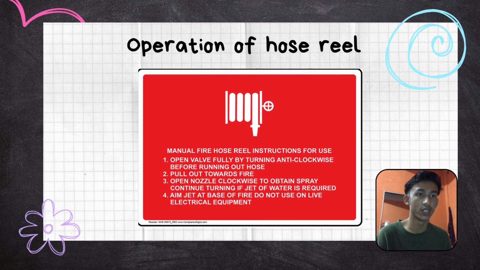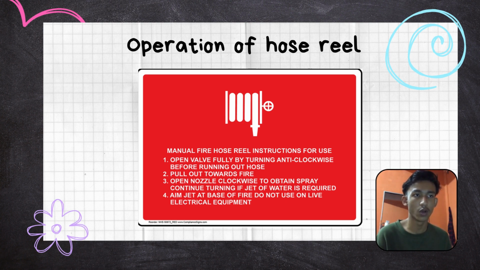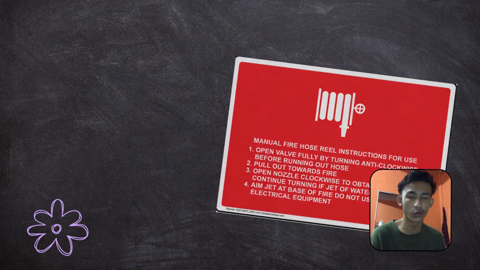Operation of the hose reel. Manual fire hose reel instructions for use. 1. Open the valve fully by turning anti-clockwise before running out the hose. 2. Pull out toward the fire. 3. Open the nozzle clockwise to obtain spray. Continue turning if a jet of water is required. And the last one, aim the jet at the base of the fire and do not use on live electrical equipment.